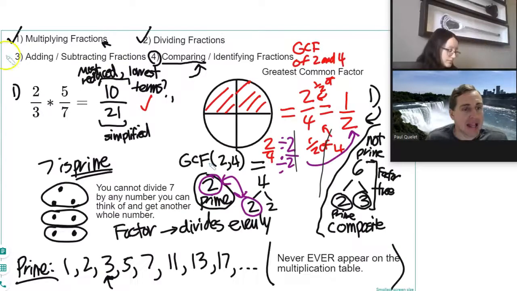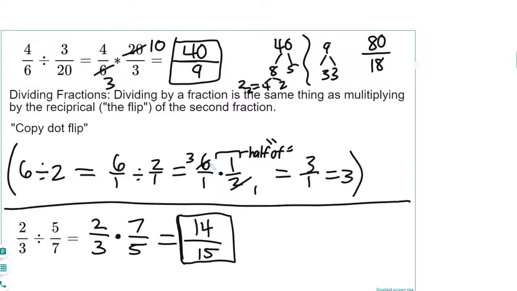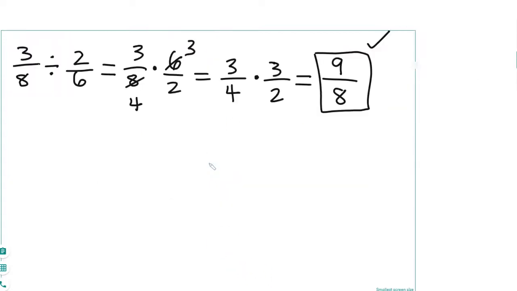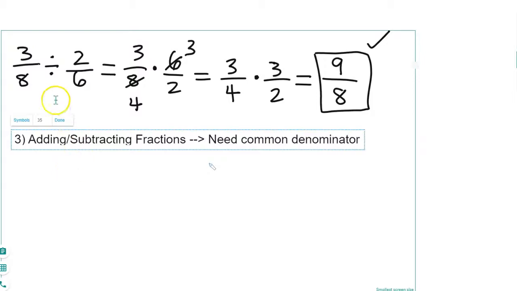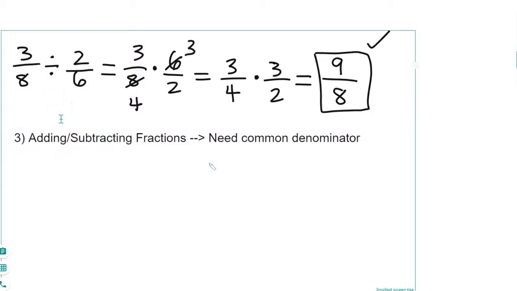Adding and subtracting fractions. When it comes to adding and subtracting fractions, we're going to do this next time. That's the one that requires a common denominator. So that's just a reminder. I know you've done common denominators before in your life, but it's definitely something we have to review.